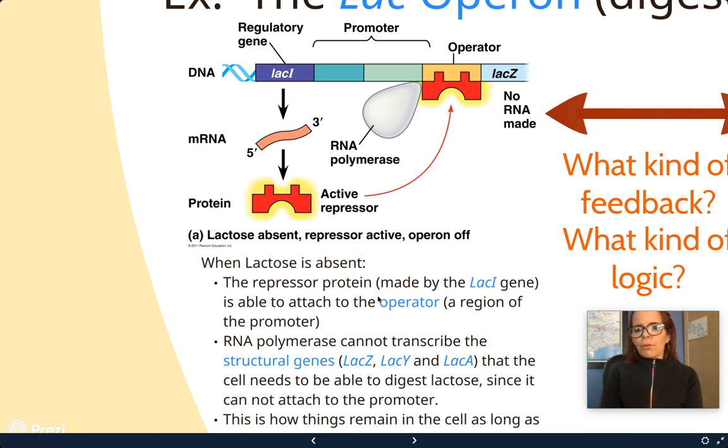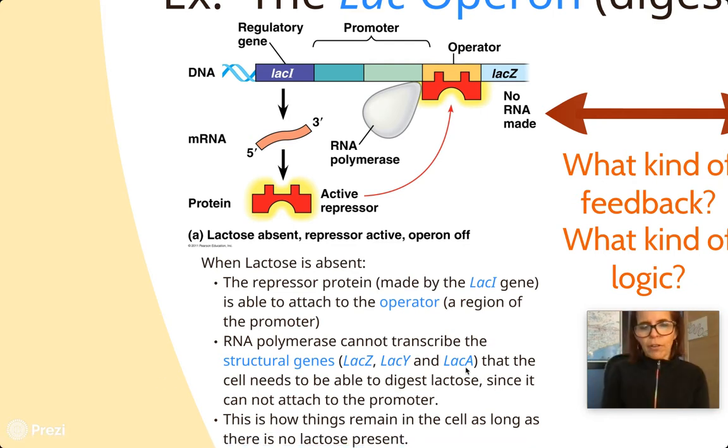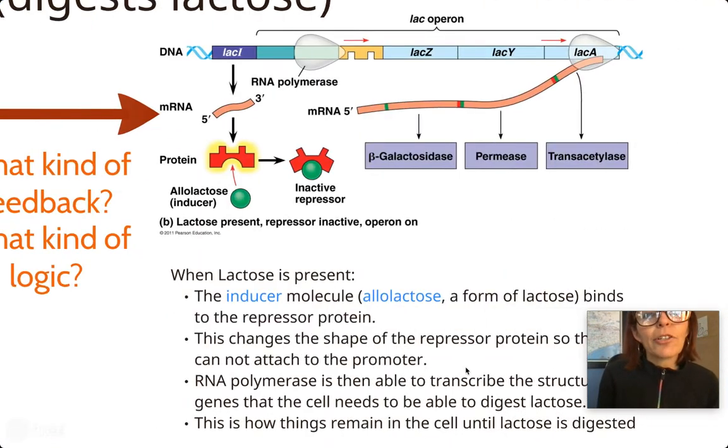So it says here the repressor protein made by the LAC-I gene is able to attach to the operator right here. It blocks it. RNA polymerase cannot transcribe the structural genes. These are the structural genes, and there's 3 of them following. It can't do them. Since the cell needs to be able to digest lactose, and since there's no lactose, no need to transcribe them. So this is how things remain in the cell as long as there is no lactose present.